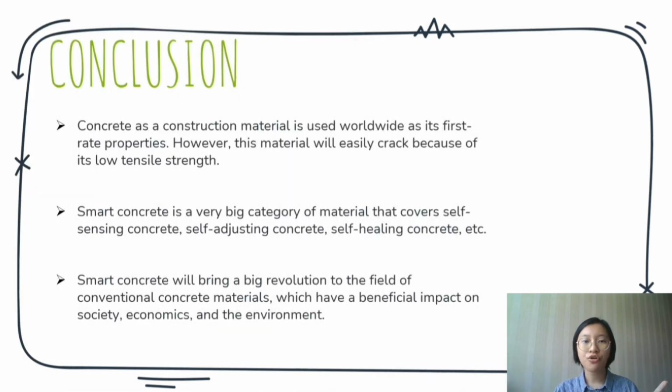To conclude, concrete as a construction material is used worldwide for its first-rate properties. However, this material will easily crack because of its low tensile strength. So smart concrete is thus invented, and it is a very big category of material that covers self-sensing concrete, self-adjusting concrete, self-healing concrete, and so on. Smart concrete will bring a very big revolution to the field of conventional concrete material, which has a beneficial impact on society, economics, and the environment.